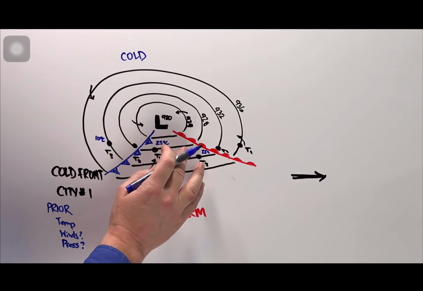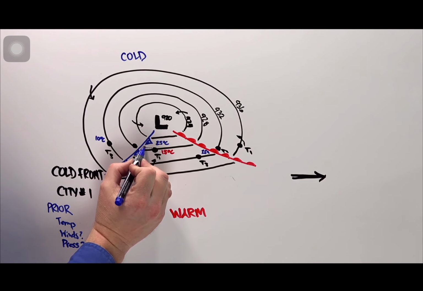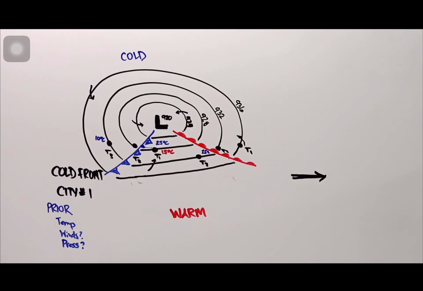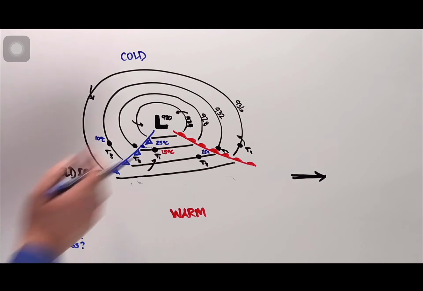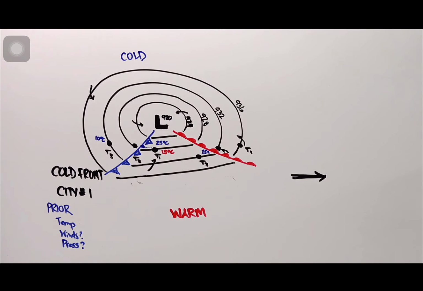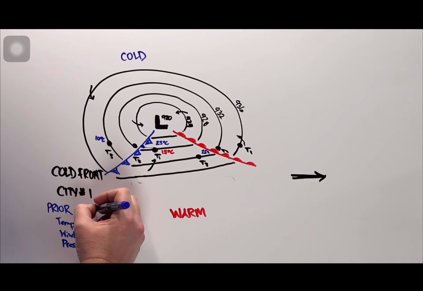but as this front moves, I can see how I'm going to slide into a zone for a little while where the pressure is starting to drop, because I'm going to get closer to the middle of the low. So the pressure is dropping. Okay, so that's prior. What about during?